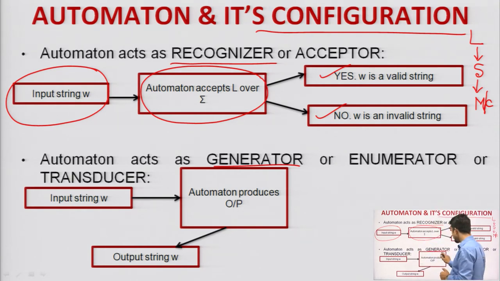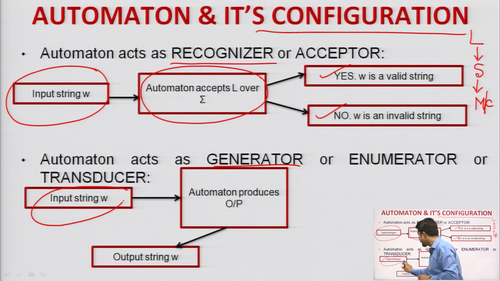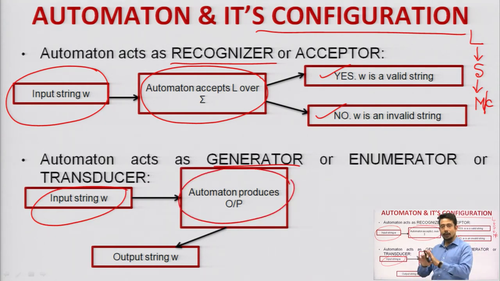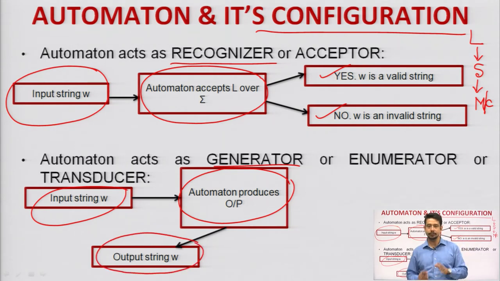Second thing is generator or enumerator or transducer. What happens here? It's a simple thing. Generator, you are just simply generating the string. You are not concentrating now on accepting or recognizing. You are just generating the string. So input string will be there. From the input string, the automata will produce the output. At the first stage it has already accepted, okay, then it has produced the output, and finally the output string will be delivered to the user. These are the general configurations of automaton.